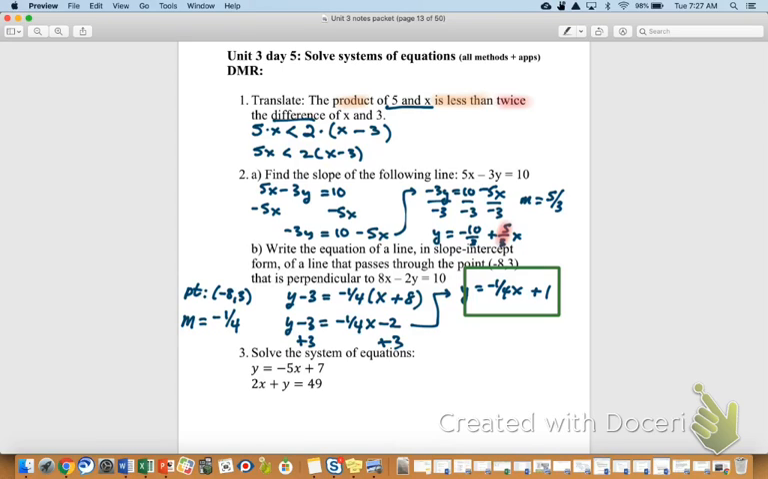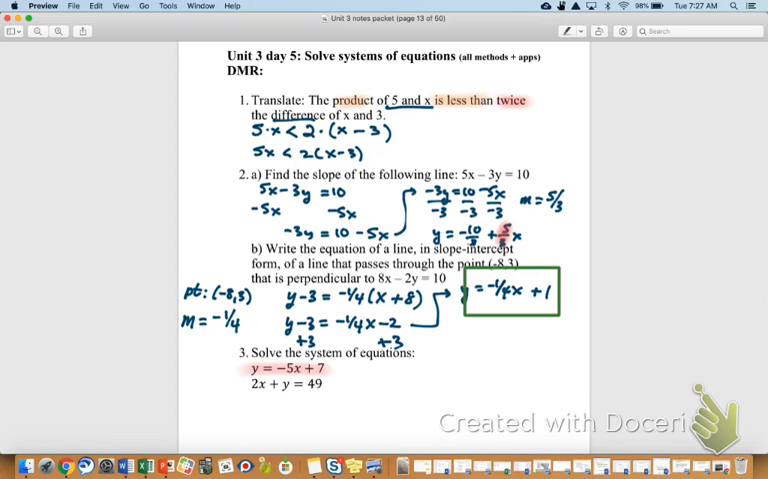For number 3, hopefully you recognize this as something that we worked on a lot last week. It says solve the system of equations. It does not tell us a method. I would say based on the way this one is set up, I think substitution is best, and here's why. Notice on the top row here, this first equation, notice how the y is already by itself.